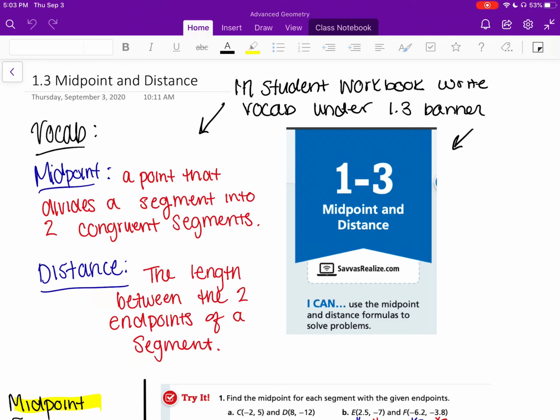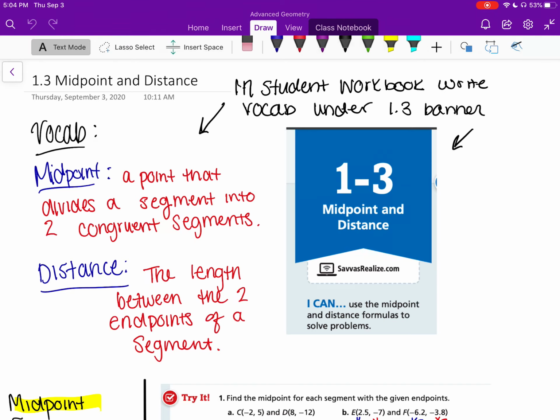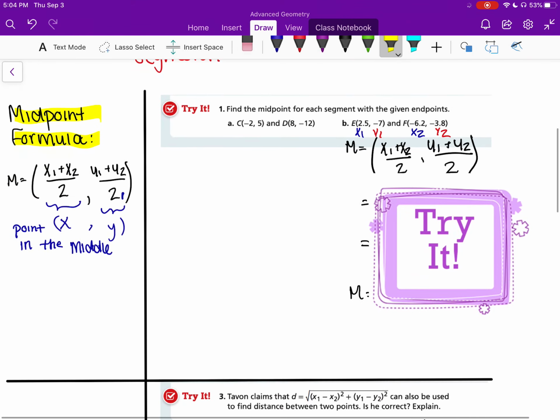These are notes for section 1-3, midpoint and distance. Pause to write down your I can statement and review 2 key vocabulary words. Now that you're back, let's go to example 1.